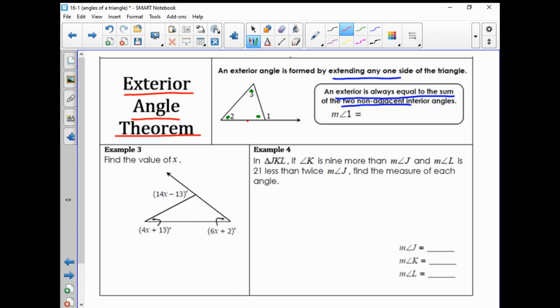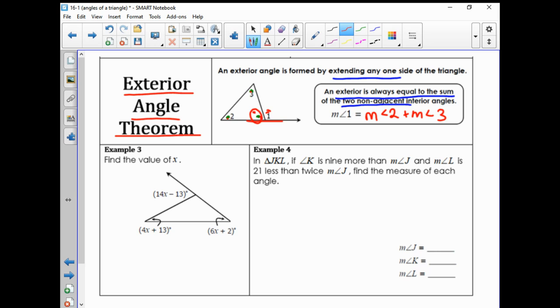We can also say that these two are a linear pair, so they add up to 180 degrees. So if you take this angle out of both equations, then you've got angle 2 plus angle 3 is going to be equal to the measure of angle 1 right there. So we're going to go ahead and write that: the measure of angle 2 plus the measure of angle 3.